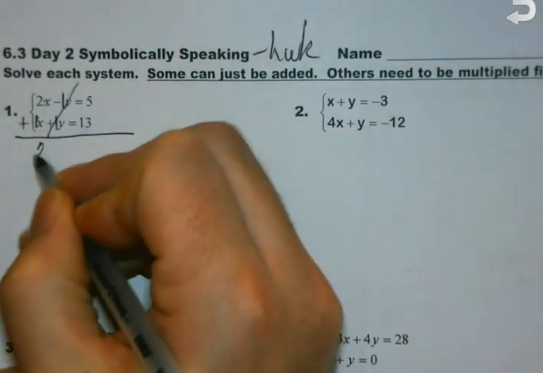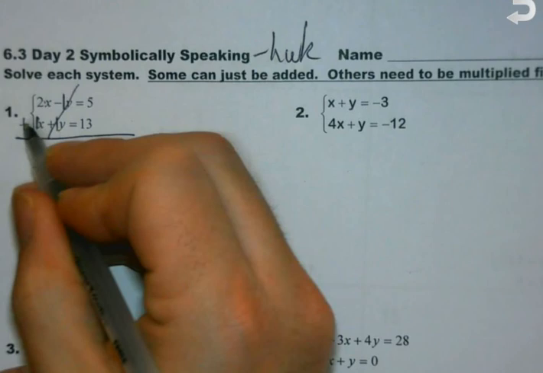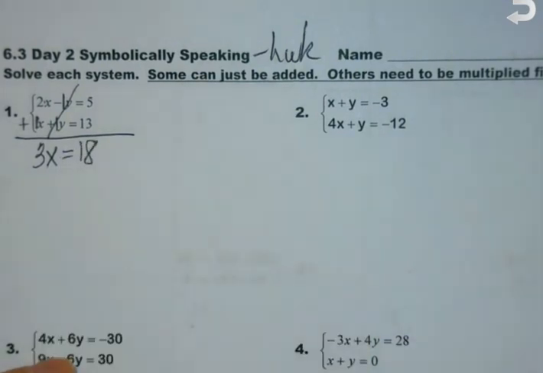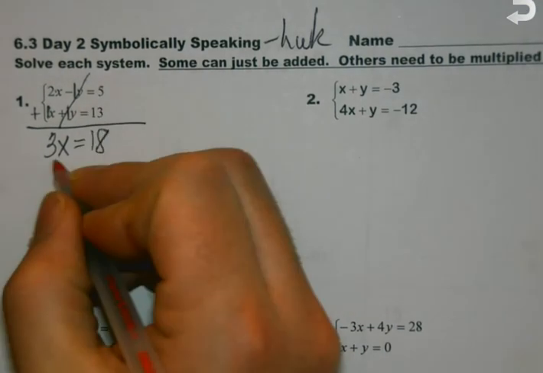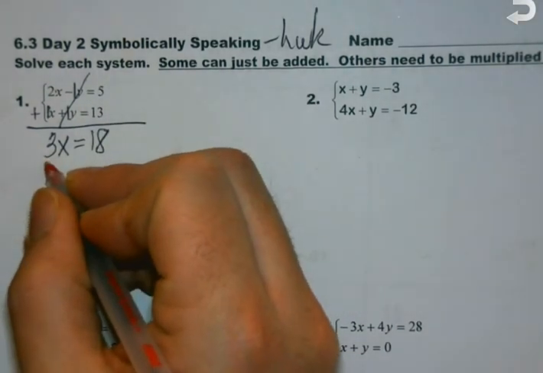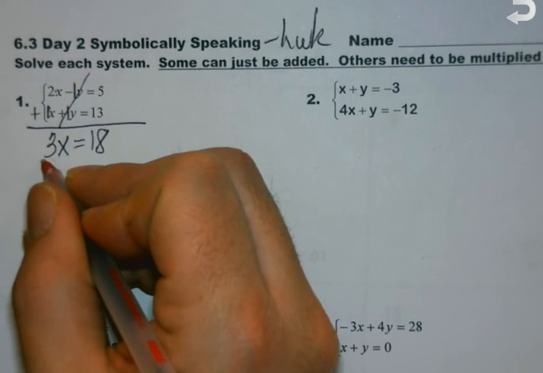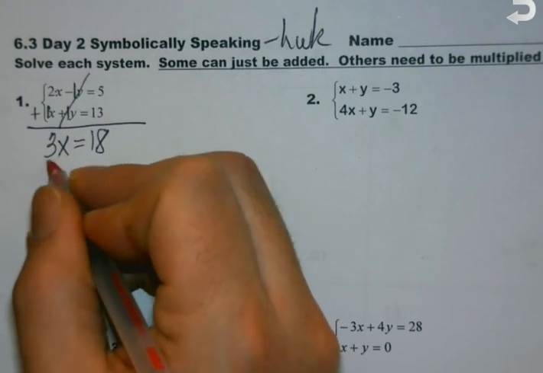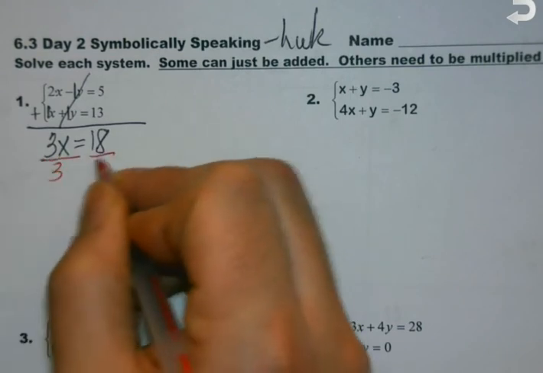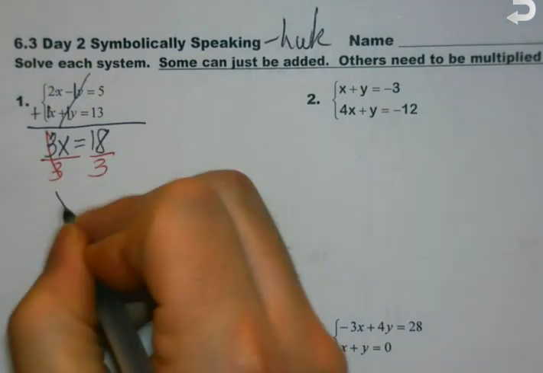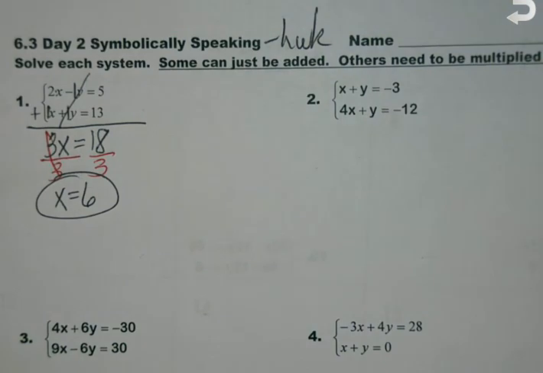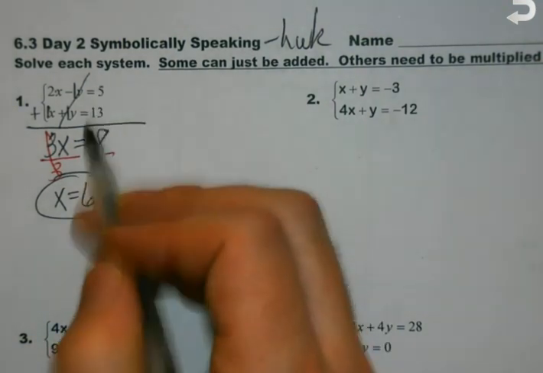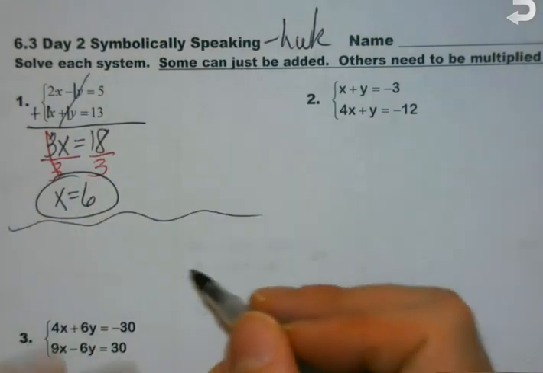2 plus 1 is 3x. 5 plus 13 is 18. And what's my last step to get x alone? It always is the last step. My x, and then again, I still have to have my other variable, so I can choose to use either of these. Oh, let's really get crazy.